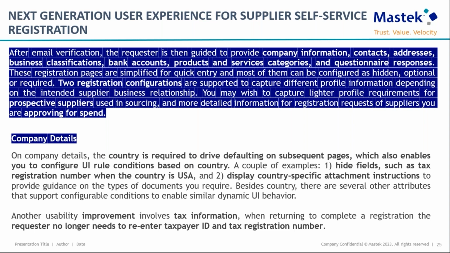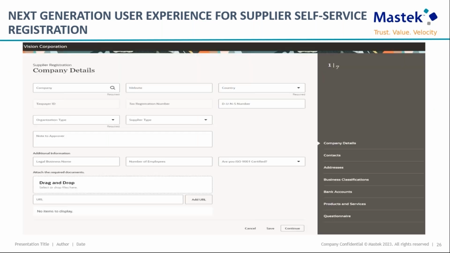Additionally, there is an improvement which involves the tax information. Now the requester no longer needs to re-enter the taxpayer ID or a tax registration number when he or she completes the registration and comes to the end of the registration. So this will be the layout of the company details, the new layout.